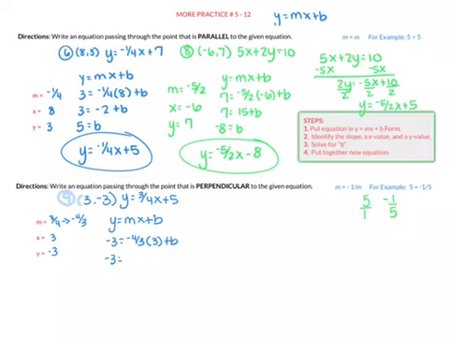-4/3 multiplied by 3 would be -4. And then when we move that -4 to the other side, we would do that with addition. -3 plus 4 is 1. And we're going to put together our answer. Y equals -4/3 x plus 1.